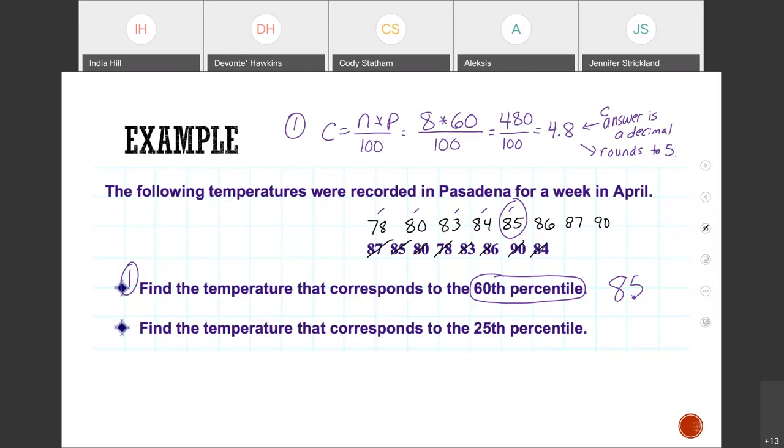Okay, so let me say that one more time. The C is 5 because we round it up, and then we're going to count to the fifth number in the list. All right, so 1, 2, 3, 4, 5. When we hit the fifth number, that's going to be my answer. So the temperature that corresponds to the 60th percentile will be 85.